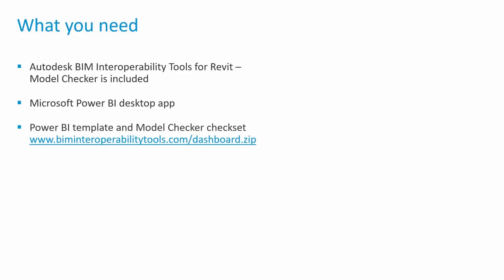You're going to need the provided Power BI template and Model Checker check set. And you can download those from biminteroperabilitytools.com. The file is dashboard.zip. And in that zip file, you're going to find both the check set, you're going to find the Power BI template, and there is also a small text file that gives some information, the basic steps to configure and set up a project for use on this. And then obviously you're going to need a Revit model that you want to track information from.